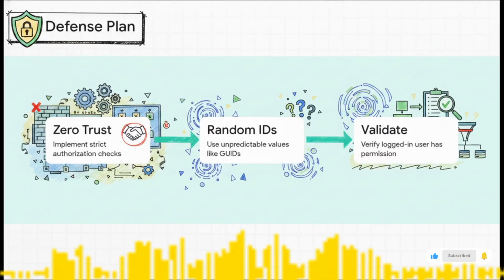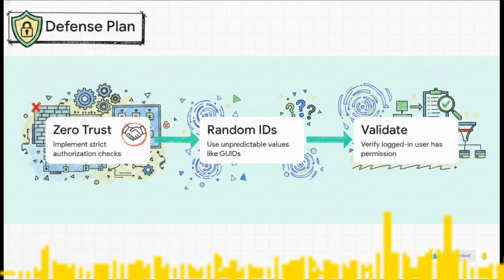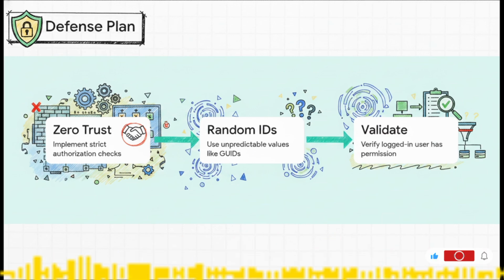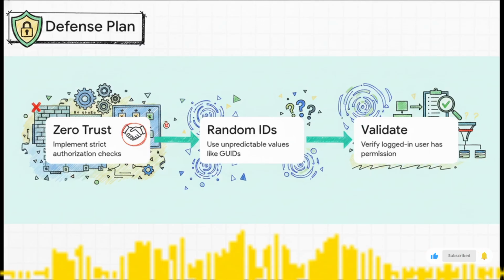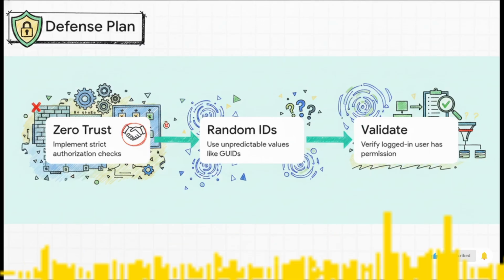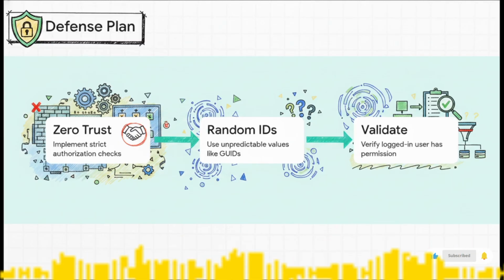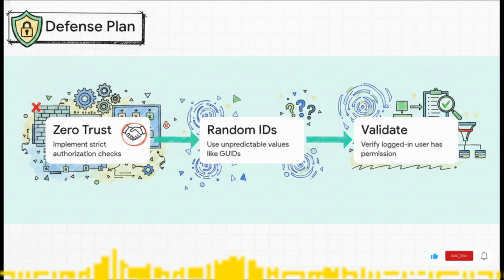A true defense here requires a three-pronged approach. You need to adopt a zero-trust architecture for every single endpoint. Use those unpredictable IDs we just talked about, and strictly validate that the logged-in user has explicit permission for the specific object they're requesting. And zero trust means exactly what it sounds like. Never, ever assuming the client is telling the truth. Every single time an action is performed, the server must double-check the database to guarantee the user actually owns that specific piece of data before doing anything else.